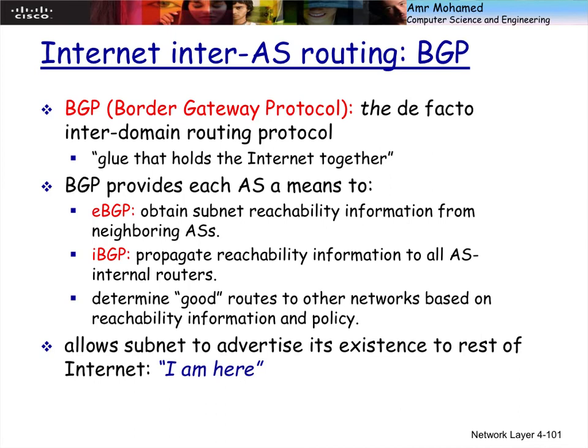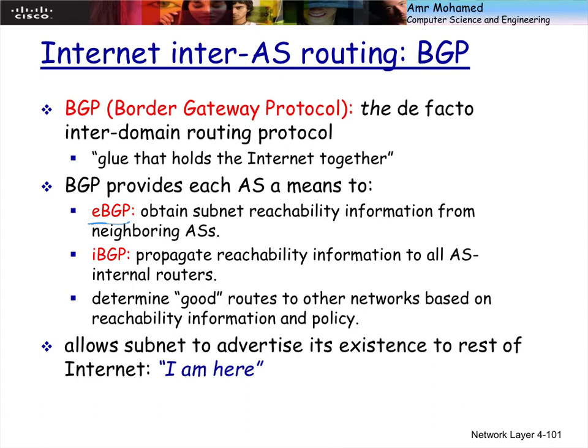The last one is Border Gateway Protocol, and it is the de facto standard when it comes to inter-domain routing protocols. It's the predominant exterior routing protocol on the internet. BGP provides the autonomous system the means to learn routes. We have exterior Border Gateway Protocol, which is used to learn these routes.